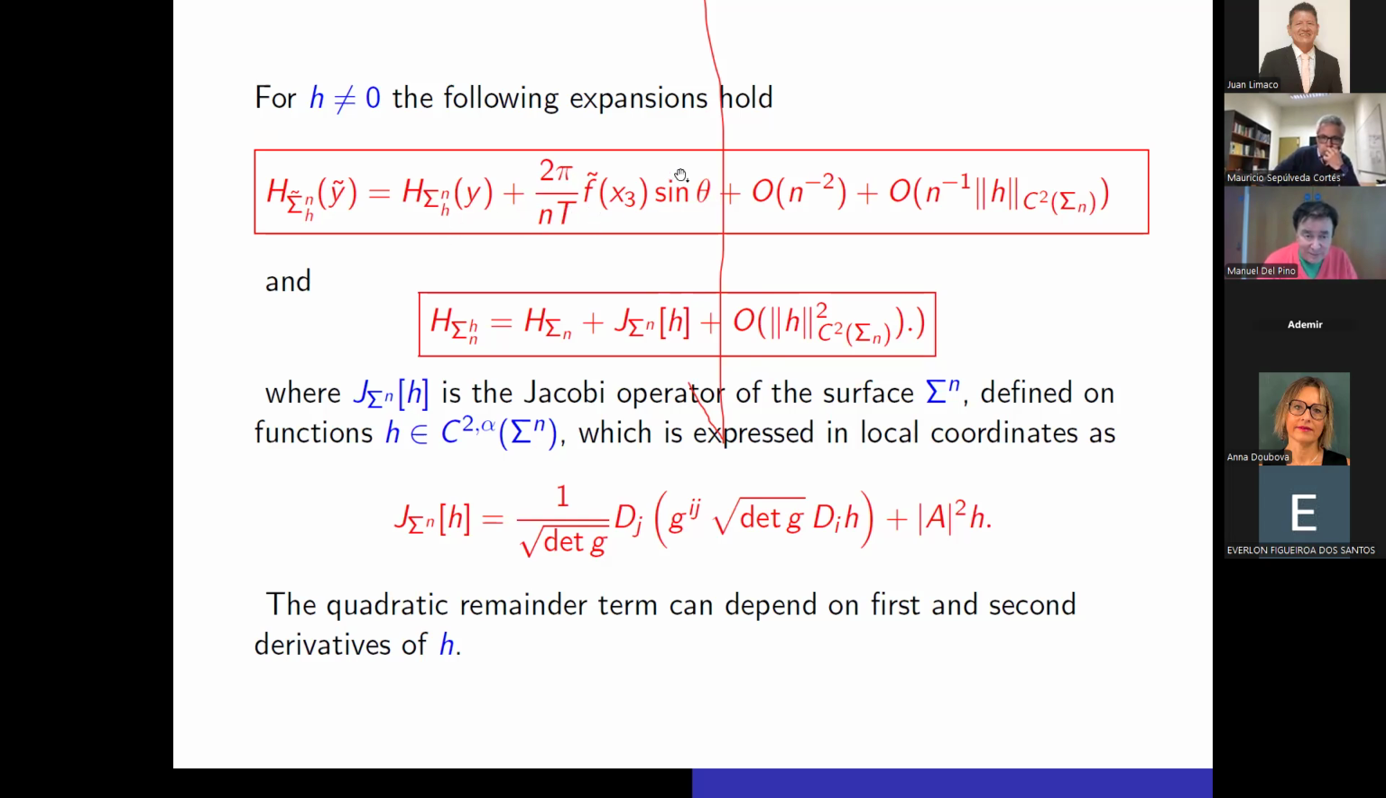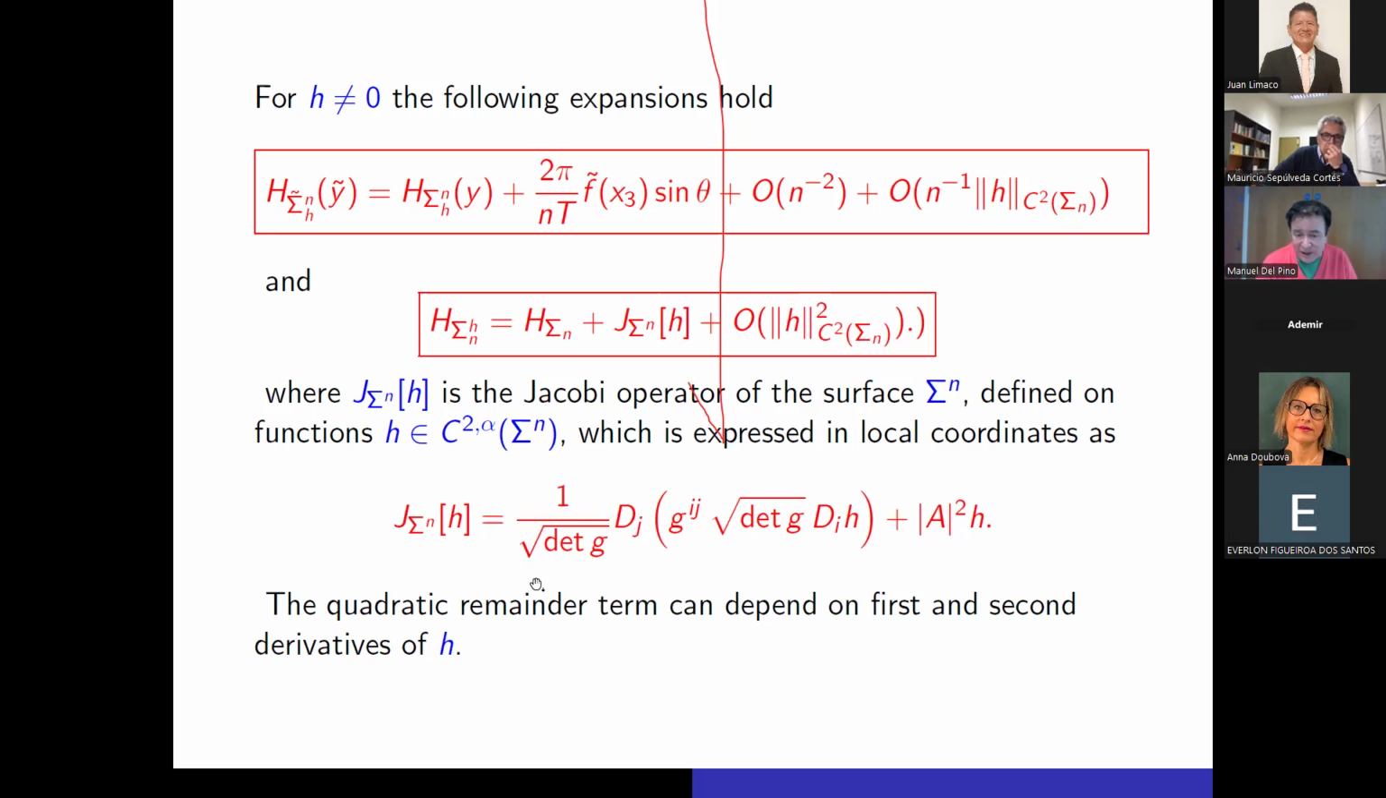And you get this funny term here. And when you expand the mean curvature, you get the limiting mean curvature sigma n plus the Jacobi operator at h. This is the linearization of the mean curvature. And then you get quadratic terms. And the Jacobi operator is this guy here.